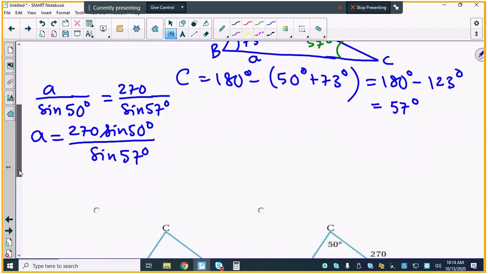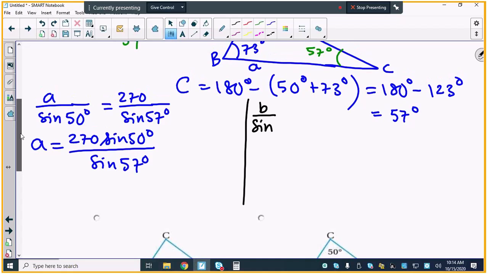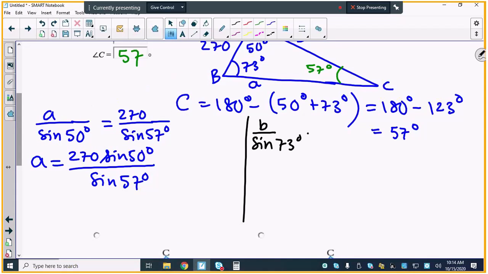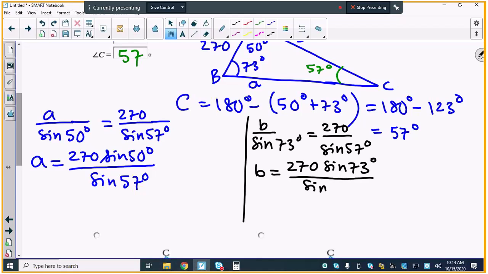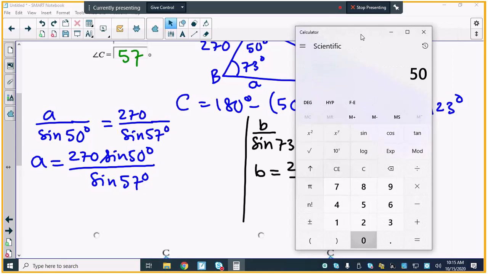Similarly, we can find the other side from the other ratio. So what I'm going to do now is work out B over sine of the angle B, and that was 73 degrees, the angle B for us, is equal to, again, I know 270 over sine of C, which is 57 degrees. So multiplying by sine 73 degrees, I get B equal to 270 times sine of 73 degrees over sine of 57 degrees. And either of them, we're going to work out in our calculator and round to the nearest integer. That's what the instructions say. So let's first do sine 50 degrees.